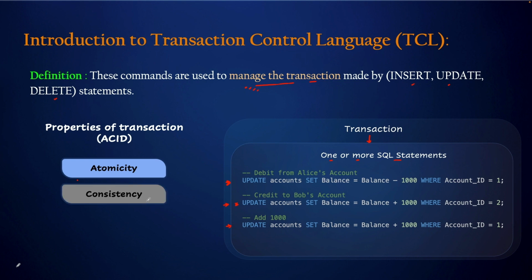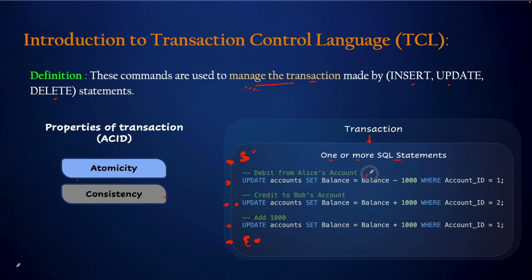What is meant by consistency? Let's say it has a starting state, I will write S, and it has an ending state. A transaction has to go from one valid state, that is our starting state, to the next valid state. What does that mean? A transaction has to follow some predefined rules such as constraints, triggers, or cascading.